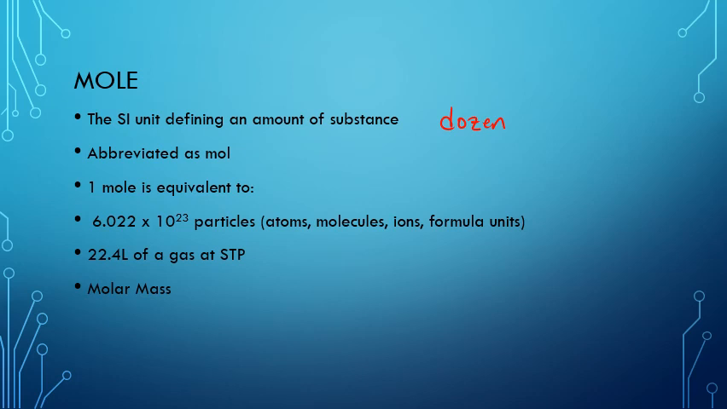So we have the mole, it's abbreviated as MOL. Don't ask me why, I don't know. But they have MOL as its abbreviation, and 1 mole is going to be equivalent to 6.022 times 10 to the 23rd particles, and that could be atoms, molecules, ions, formula units, whatever it happens to be.